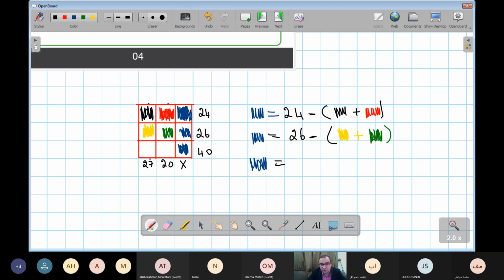The final one, the blue box, is equal to what? Equal to 40 minus the two other boxes. I don't have any color here, so I'm going to write it like this. Okay, so this one, plus this one.